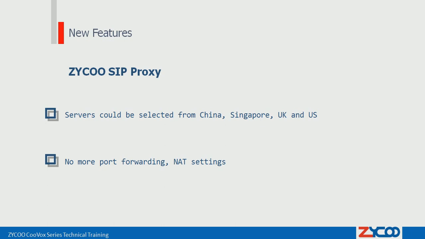It's now available on the V302 software, and we have deployed proxy servers in China, Singapore, UK, and the US. With the support of ZYCOO IP Proxy, remote SIP extensions and remote IP PBX interconnection with SIP trunk will never be easier, because no more port forwarding and NAT settings are required. Let's see how you can activate the proxy server support on the V302 software.